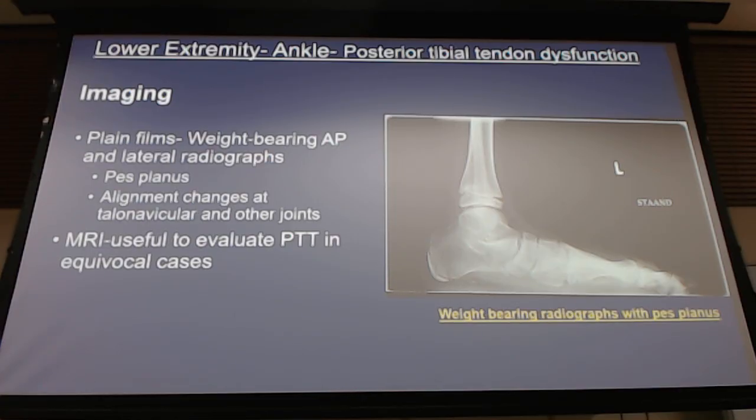Who knows what pes planus is? Flat foot, right? And so, PTTD, right, posterior tendon dysfunction, it's classic in patients with flat feet. Now, all that said, it's not the only thing that is going to cause flattening of the feet, right? But if you have significant posterior tendon dysfunction, you're more than likely going to have flat feet.